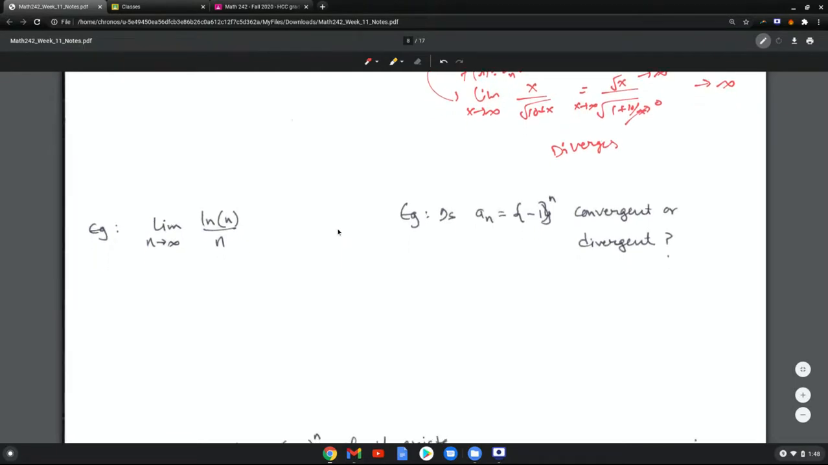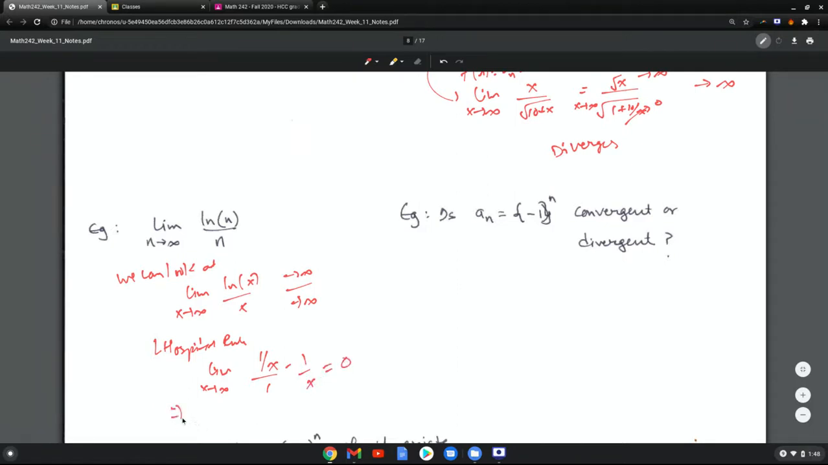Log n over n, again, we can look at the limit x going to infinity of log x over x. Now this is infinity over infinity, which means I can apply L'Hopital's rule, which gives me the limit as x goes to infinity of 1 over x over 1, which is 1 over x, which is 0. This implies that the sequence converges.